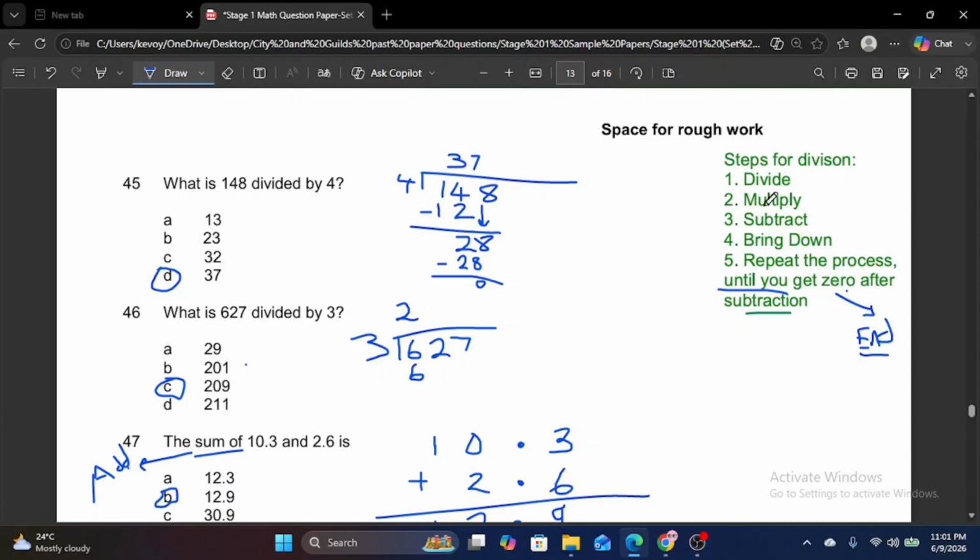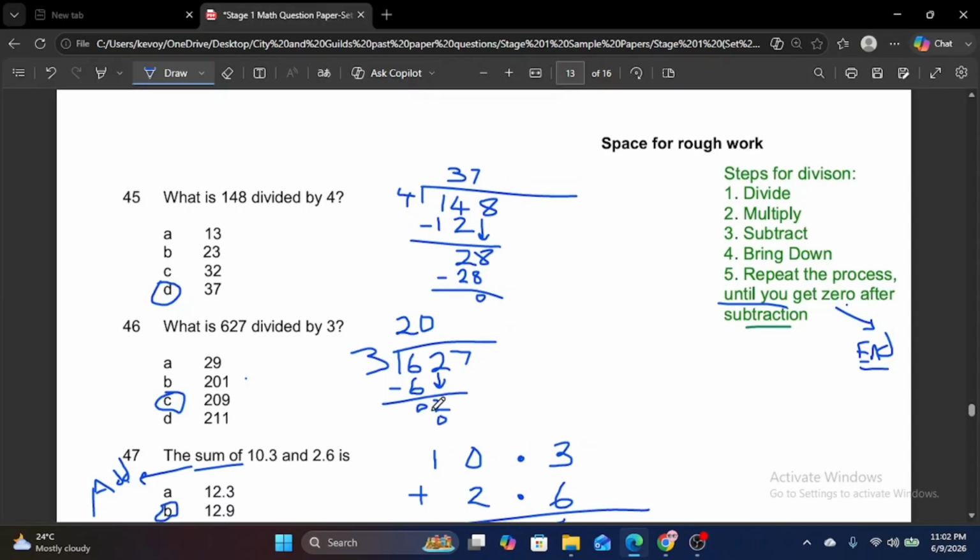Afterwards, you subtract. You'll have 0, and after you subtract, you will bring down. So that will be 2. So after bringing down, you have 2. After you bring down, you repeat the steps. So you're gonna go all the way back to divide. So 3 into 2, you can't. So it's gonna be 0. Then you're gonna multiply. So 0 times 3, that's gonna be 0.